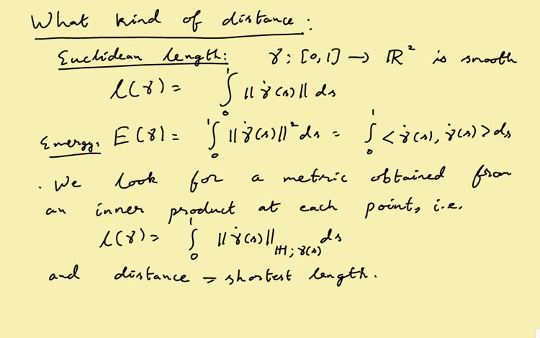Each point is a distance. Okay, what can we say? Okay, so what can we say about this inner product h comma semicolon x? For now I'll emphasize that it depends on the point x.